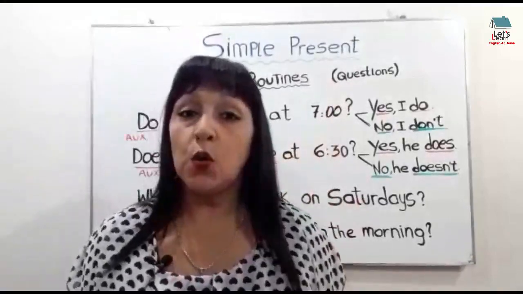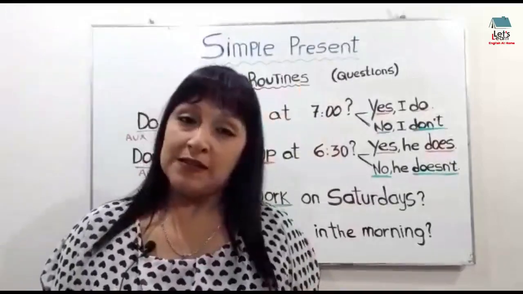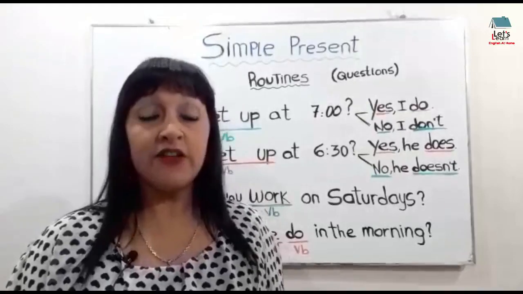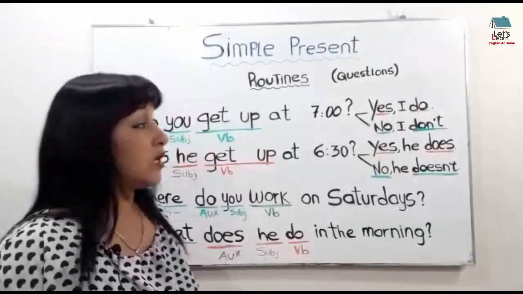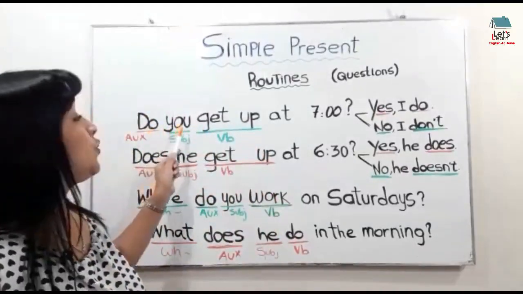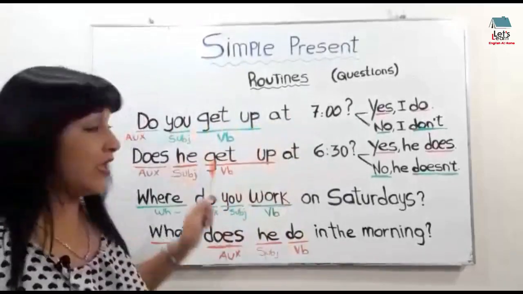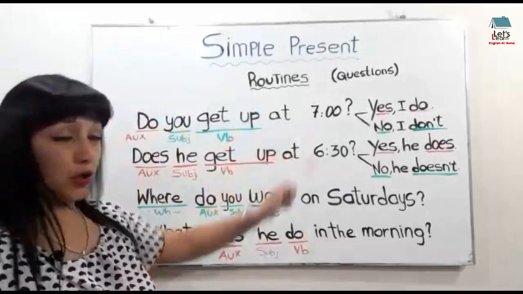And we continue talking about routines, one of the simplest uses of the simple present tense. Let's have a look at some examples. If I want to talk about you, I will ask, do you get up at 7 o'clock? Have a look at the auxiliary. Do. Do you get up at 7 o'clock?